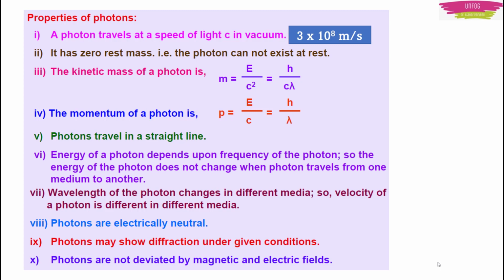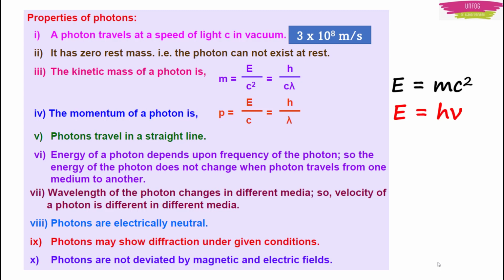Third property of a photon. The kinetic mass of a photon, m, is equal to E upon c square, or h upon c lambda. For this, I will have to explain a bit. Let us go back to our class again. We told there E is equal to h nu, right? That was for the wave nature of light. Now, what will be the equation of the energy for the particle nature of light? It will be the well-known E is equal to mc square. So, E is equal to mc square will give you the energy of the light when it is behaving as a particle. And when it is behaving as a wave, we told it, right?